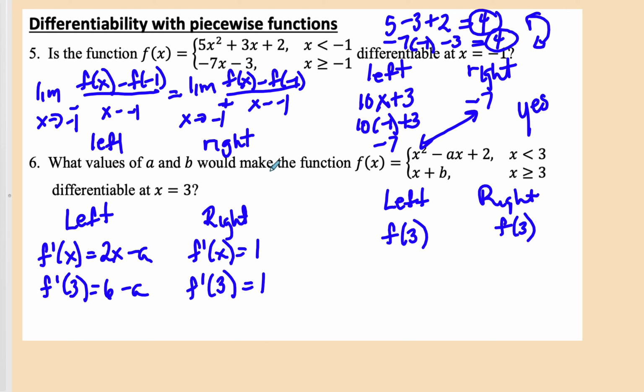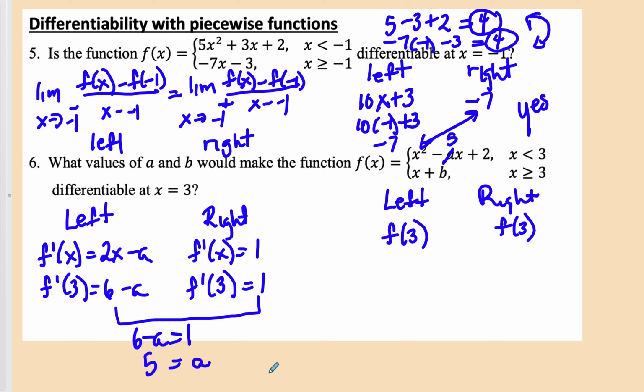What values of a and b would make this function differentiable at 3? So there's two things that have to happen. One, the two branches have to meet, and the second thing is the two branches have to have the same slope. So let's find the slope for the left side. It'll be 2x minus a, and evaluated at 3, it'll be 6 minus a. On the right side, the answer is 1. We want to make sure that these two slopes are exactly the same. So 6 minus a is equal to 1. Therefore, a is equal to 5. So we know that this number is 5.